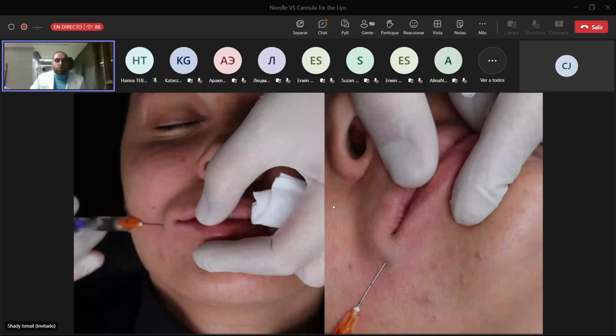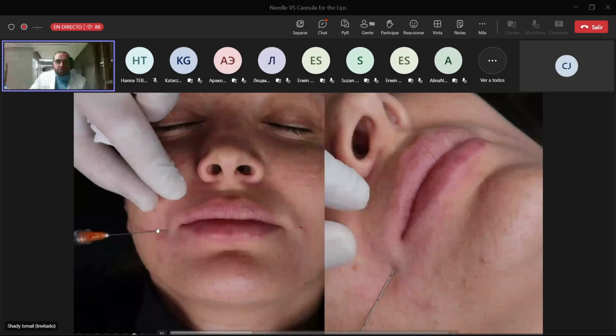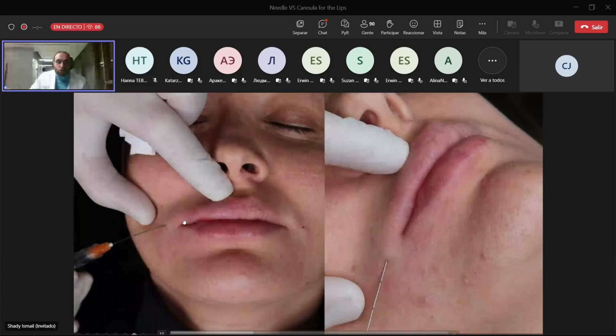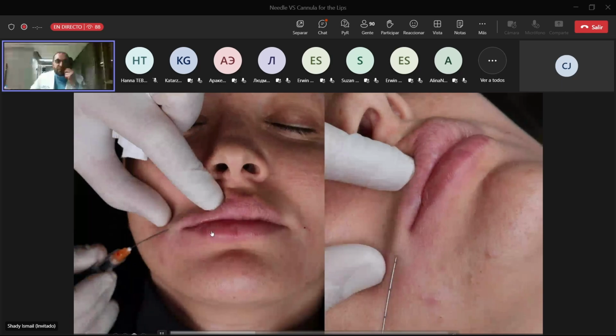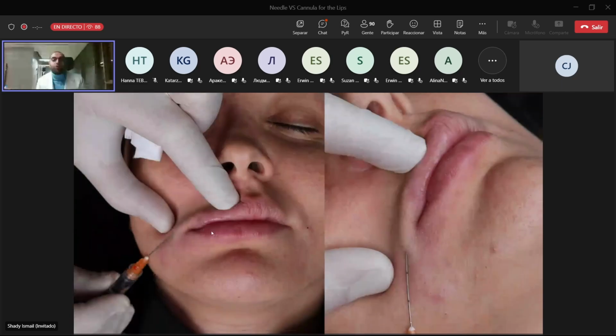On my way out, you can see the cannula, there is like a demarcation here, so I know where to stop. I have to stop before this entry point, because I don't want to accumulate the filler, because we all know there is something called retrograde backflow of fillers.